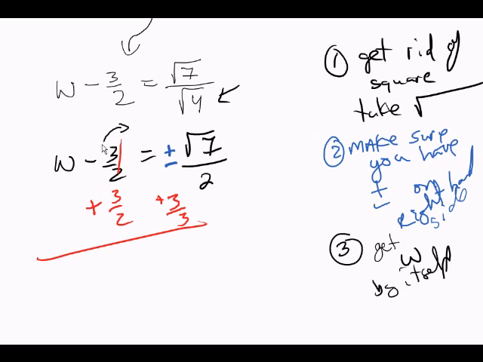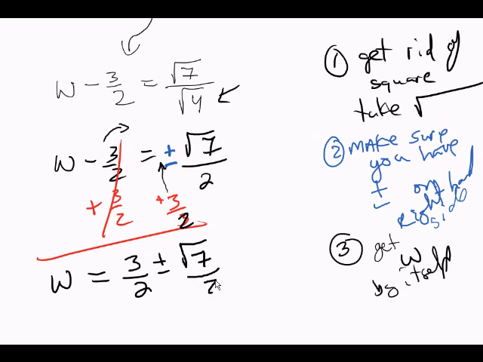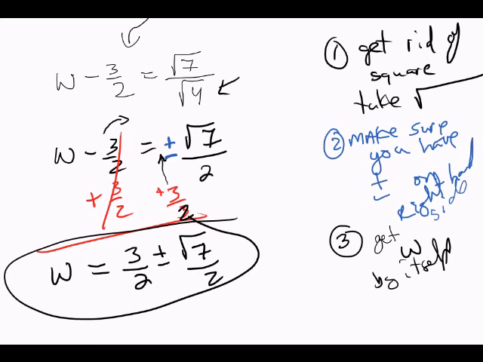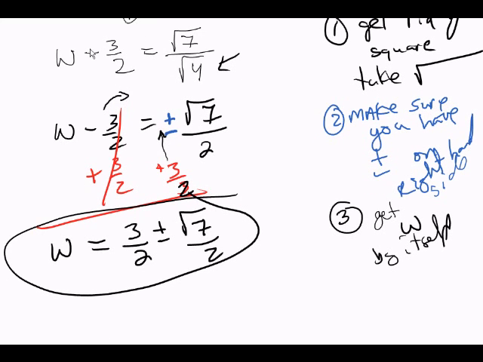Exactly. You add 3 over 2 to both sides. Add 3 over 2. Watch what happens. Here they cancel. I am left with w equals 3 over 2. Now, this is a square root. Since this is plus or minus, this 3 over 2 has to go in front, and they always go in front like this. So this is going to be 3 over 2 plus or minus the square root of 7 over 2. And we're done. That's my answer.